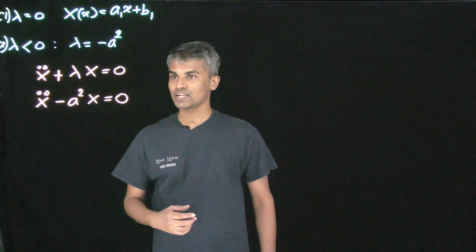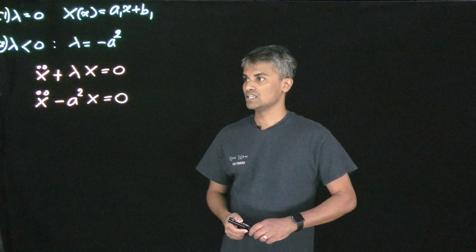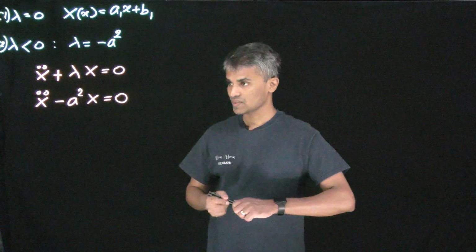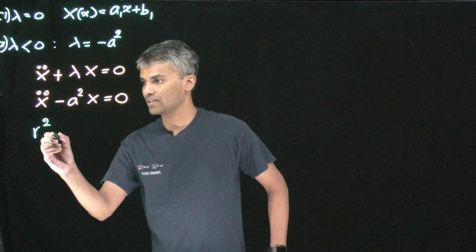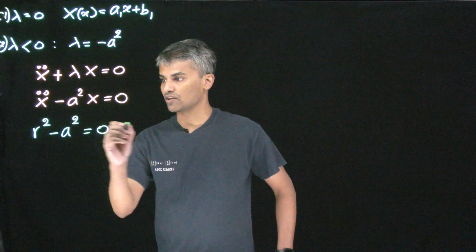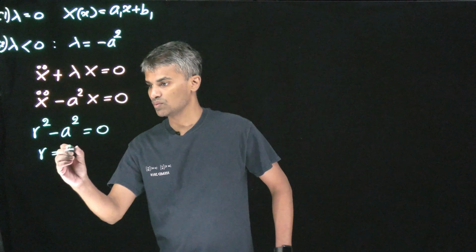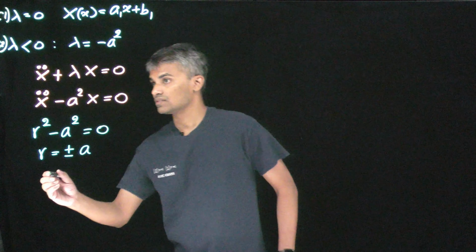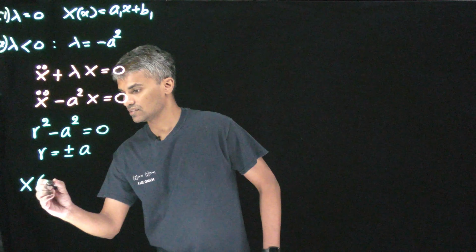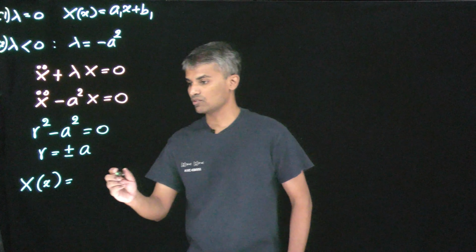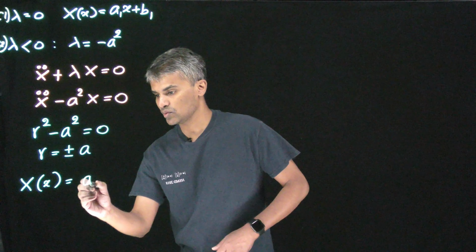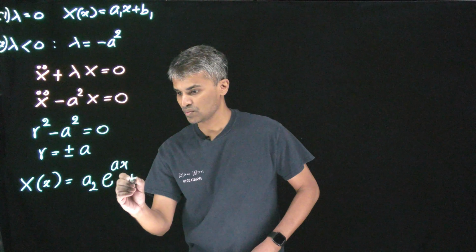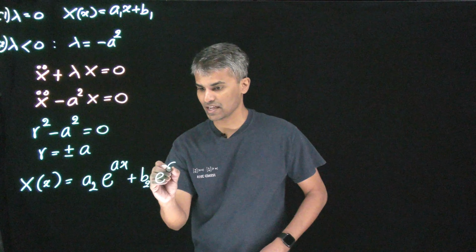Now, to solve a second order differential equation with constant coefficients, what we do is we get the characteristic equation. For this particular problem, the characteristic equation is r squared minus a squared equals 0. This means r equals plus or minus a. Then we can get the solution X of x, and it equals, let us say a2 times e to the ax plus b2 times e to the negative ax.